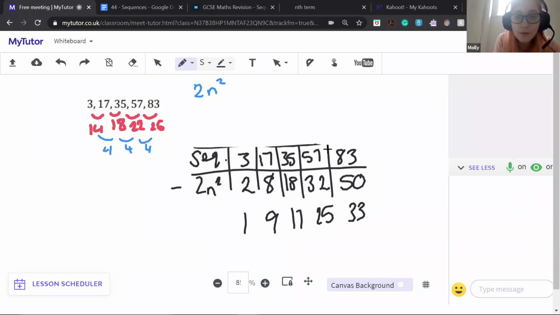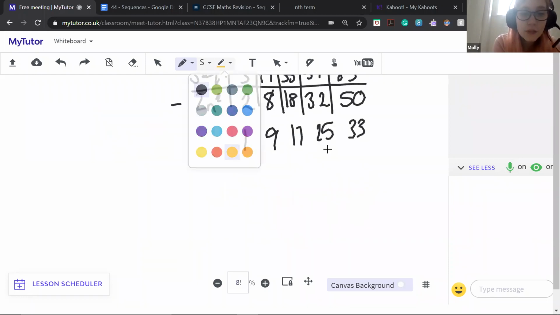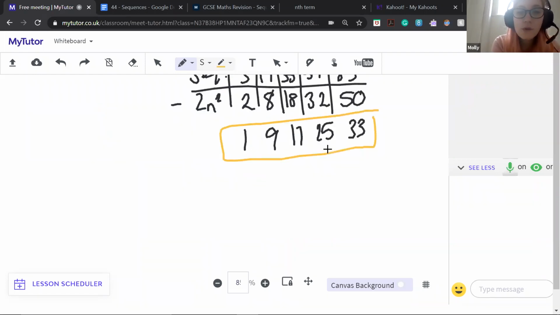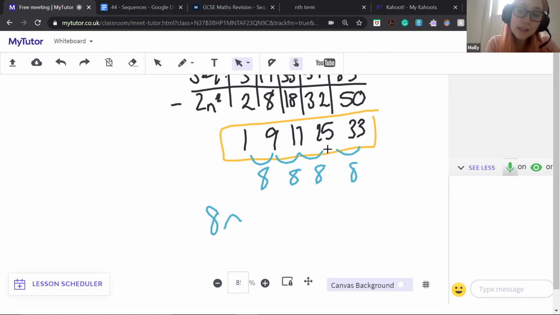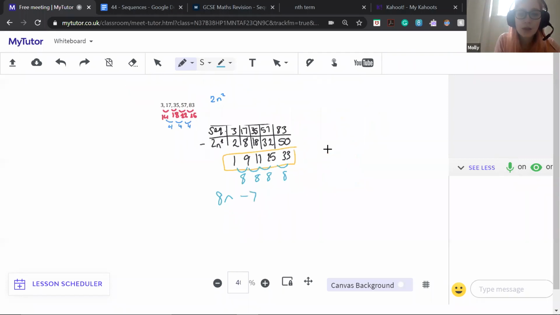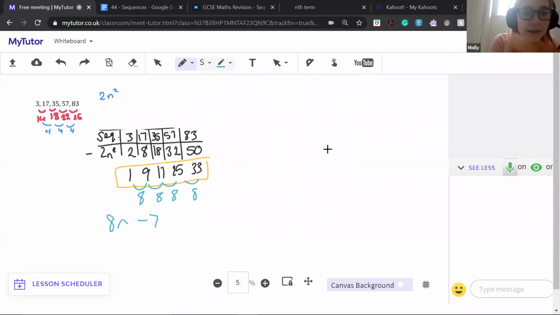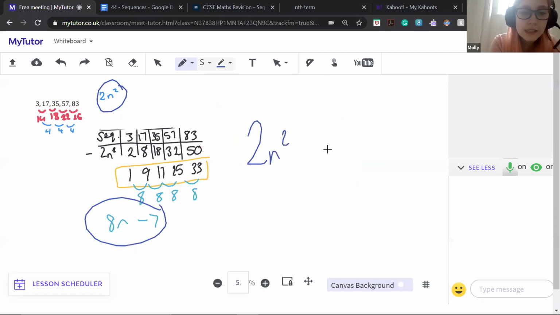And now we've got this new sequence here. We solve this as though it were a linear sequence, which it is. Difference of 8 between everything here. So we know it's going to be 8n. And then we think, if the first term was 8n, it would be 8, but it's not, it's 1, it's 7 less. So our final term, we combine these parts to 2n squared plus 8n minus 7.